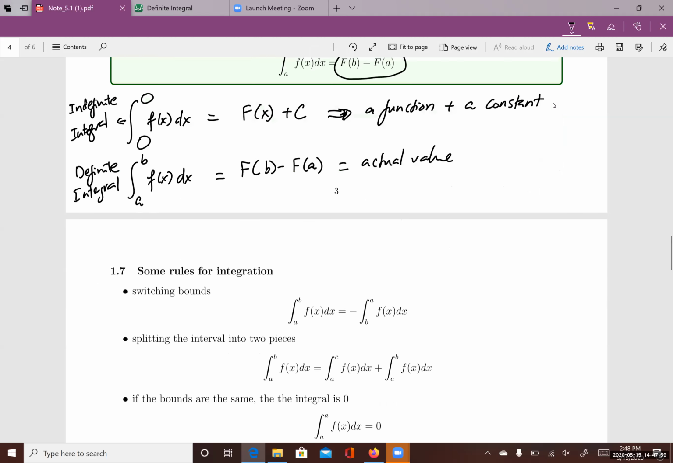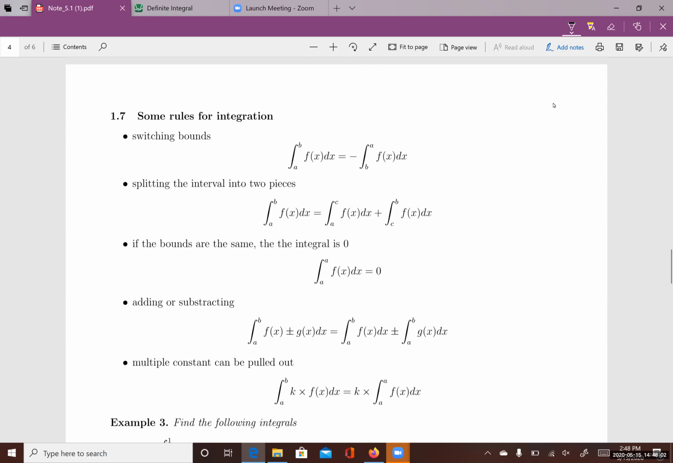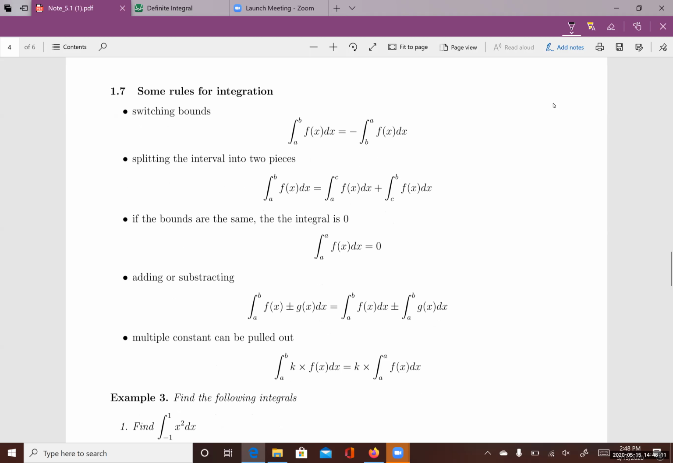All right, we can talk about some rules for the definite integral when you have bounds from a point A to a point B. First, switching bounds. If you have a definite integral of function f of x from a to b, it is the same as the negative integral of f of x from b to a. So if you switch the bounds, then you have to switch the sign of the definite integral.